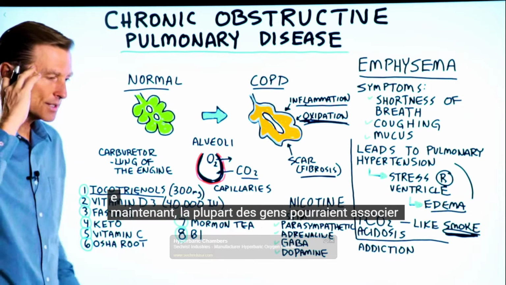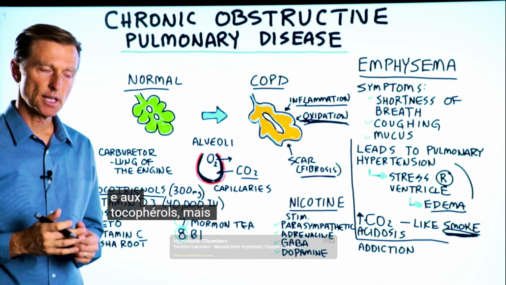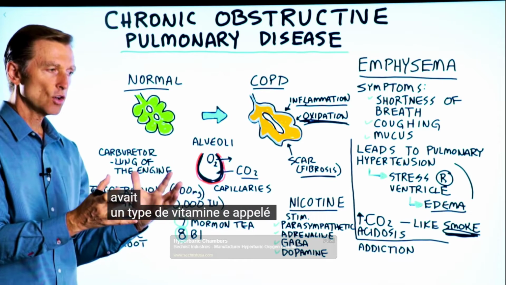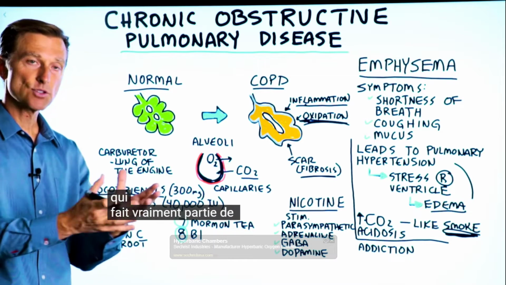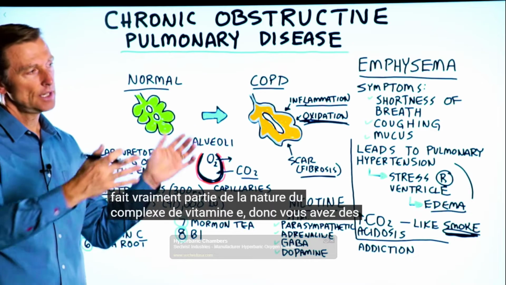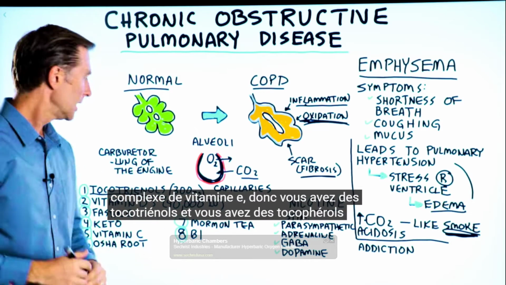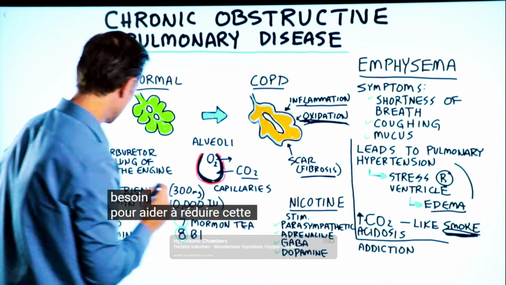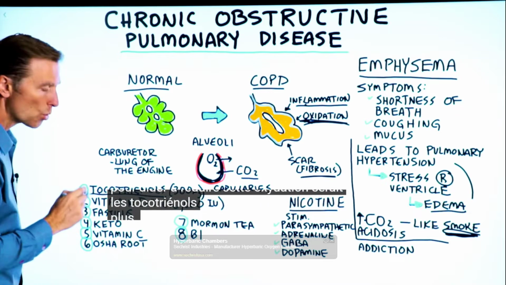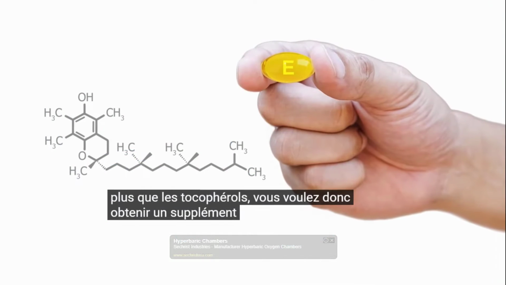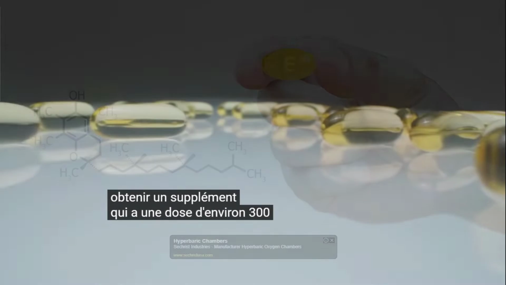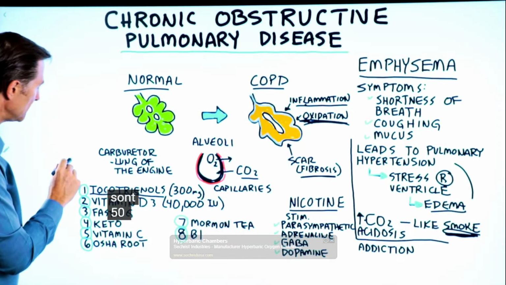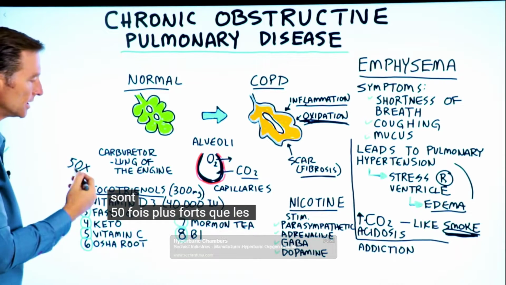Now, most people might associate vitamin E with tocopherols, but fairly recently there was a type of vitamin E called tocotrienols, which is really in nature part of the vitamin E complex. So you have tocotrienols and you have tocopherols. The type of vitamin E that you would need to help reduce this oxidation would be the tocotrienols, more than the tocopherols. So you want to get a supplement that has a dosage of about 300 milligrams, okay, of tocotrienols only. Tocotrienols are 50 times stronger than the tocopherols.